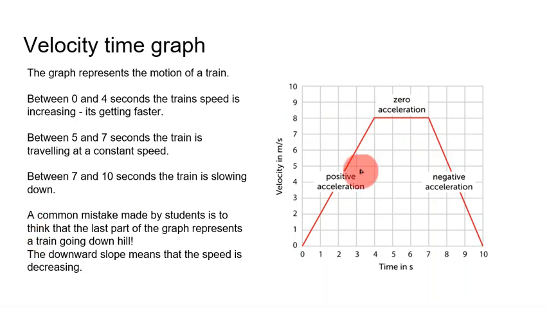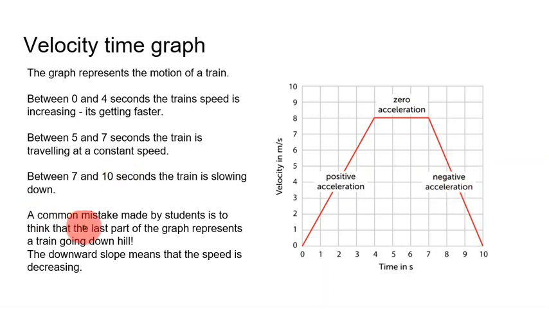And then between 7 and 10 seconds, at this point here, the train is starting to slow down. If you were to use the acceleration formula, you would find that this part would give you a negative value, this part would give you a positive value, and this part would give you a 0 value. So here it's slowing down.